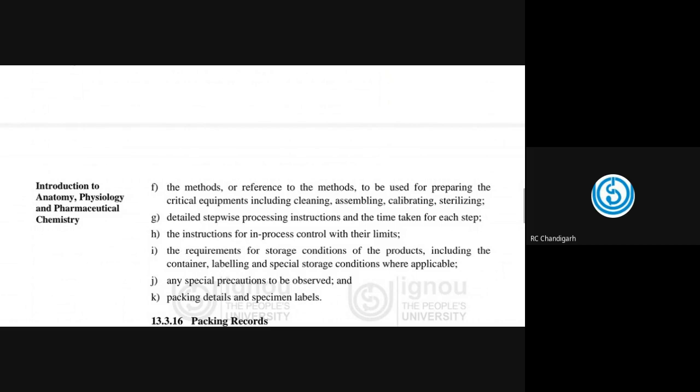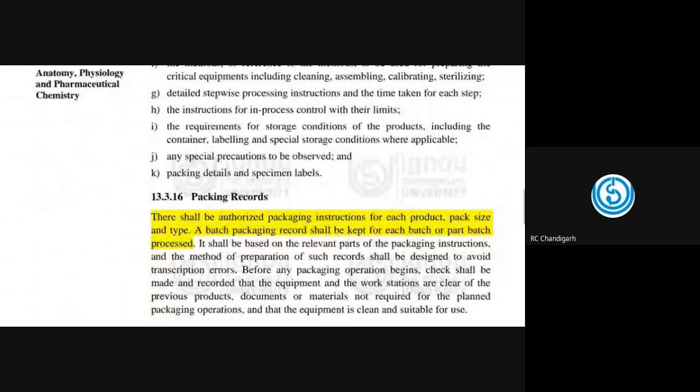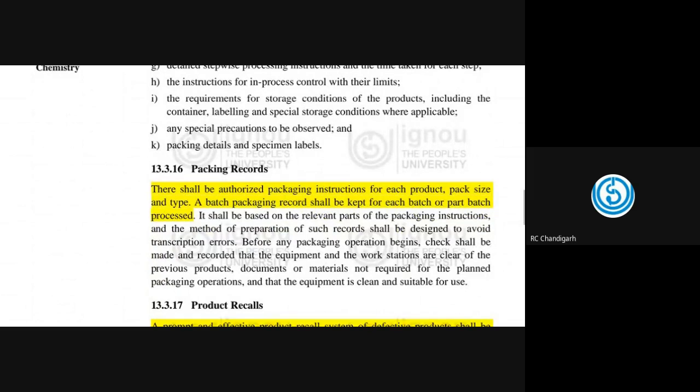detailed stepwise processing instructions and the time taken for each step, the instructions for in-process control with its limits, the requirements for storage conditions of the products, including the container, labeling, and special storage conditions wherever applicable, any special precautions to be observed, and packing details and specimen labels.